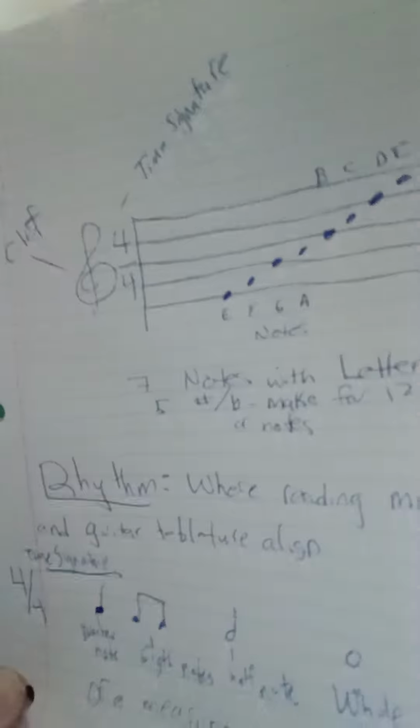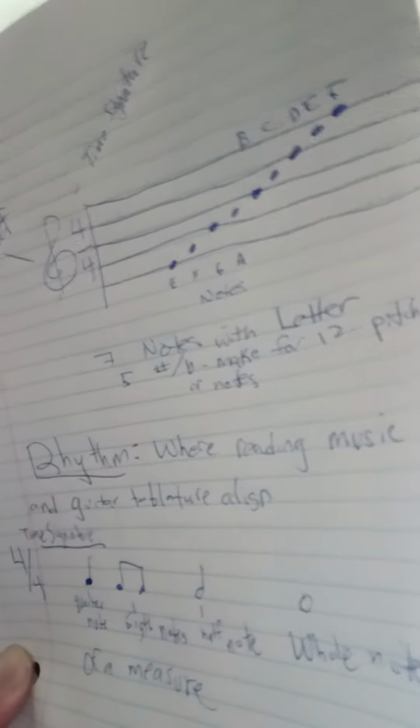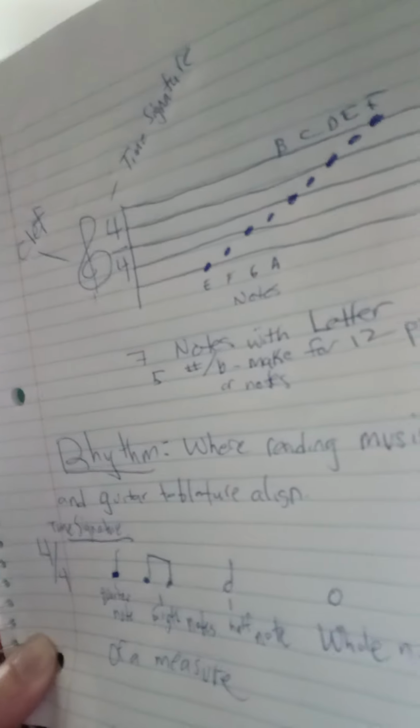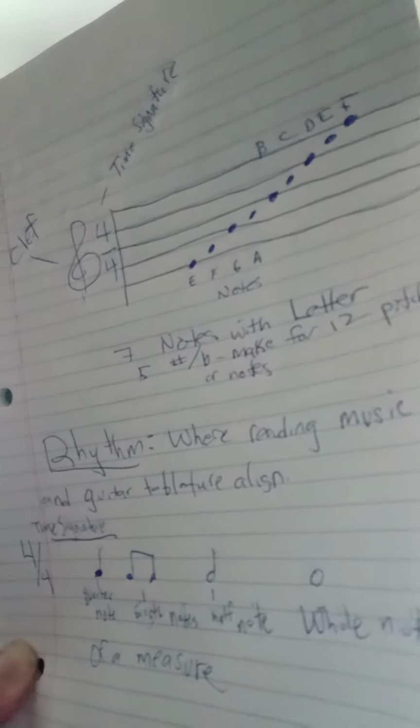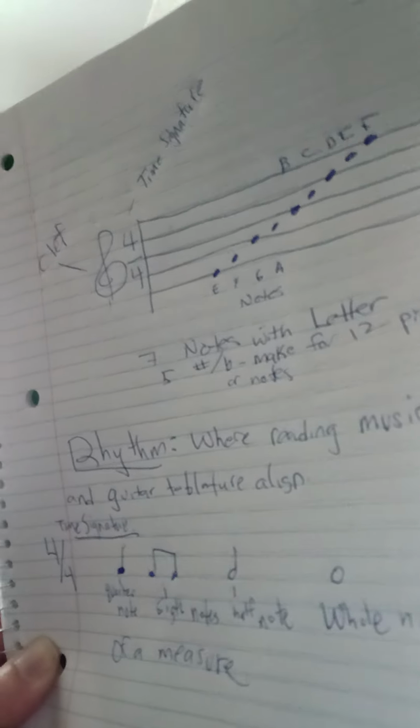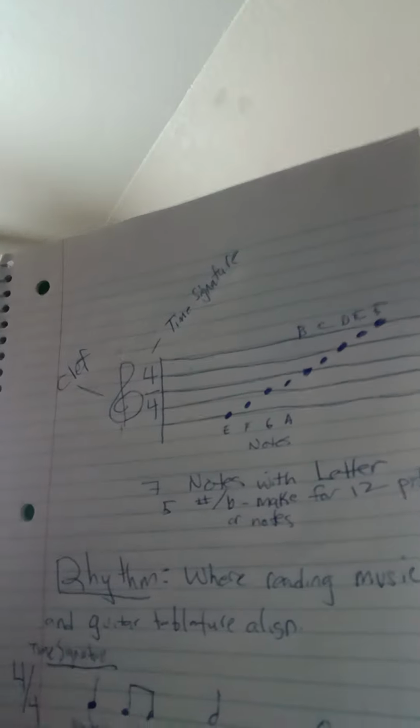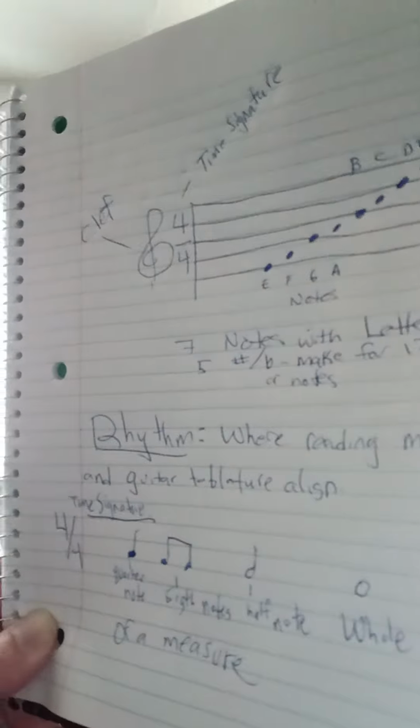So here on my chart, a little lower, as I indicate here, this is where reading music and guitar tablature align. Basically, these notes there tell you the rhythm. So you see the first is the quarter note, as I mentioned up there in my chart. The next is an eighth note.